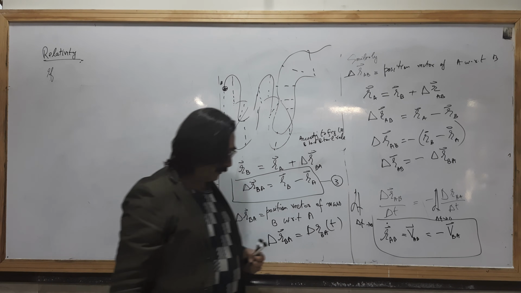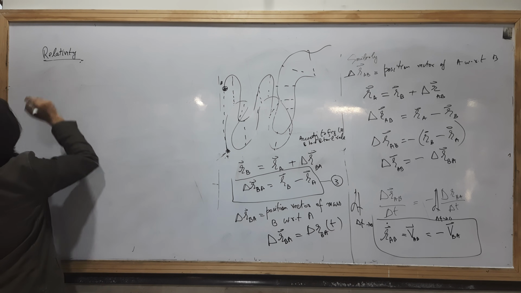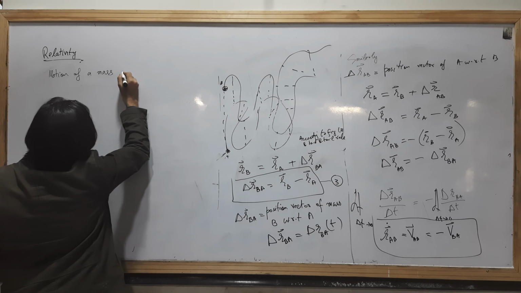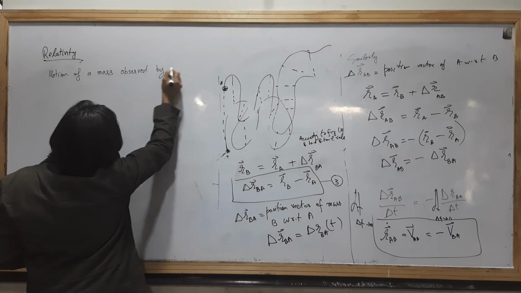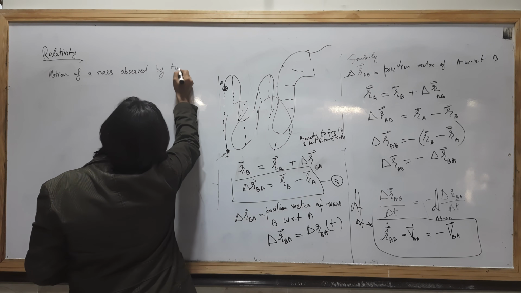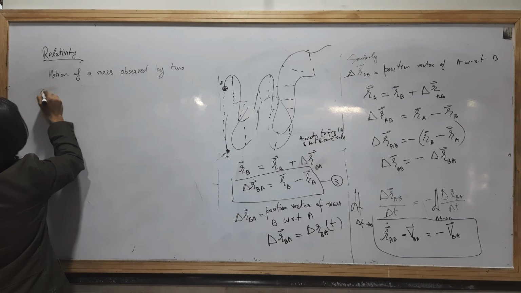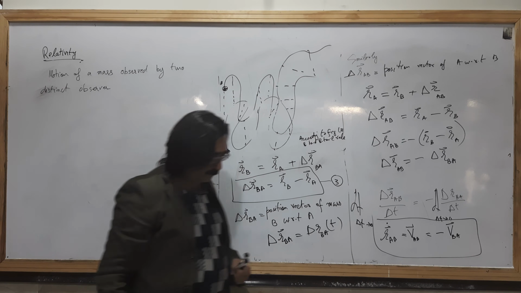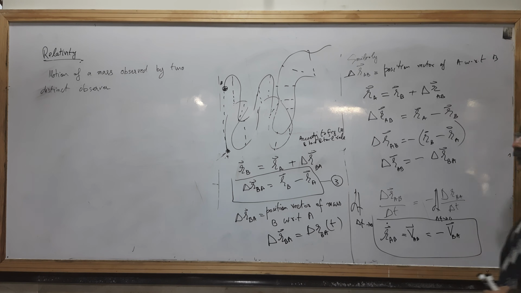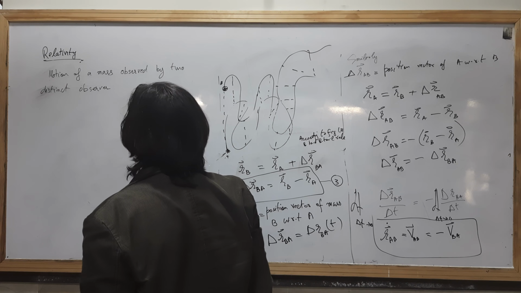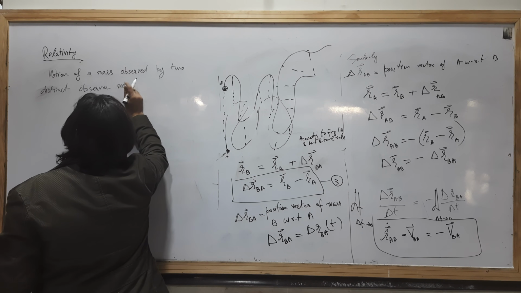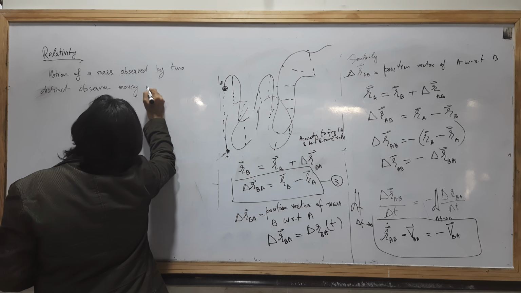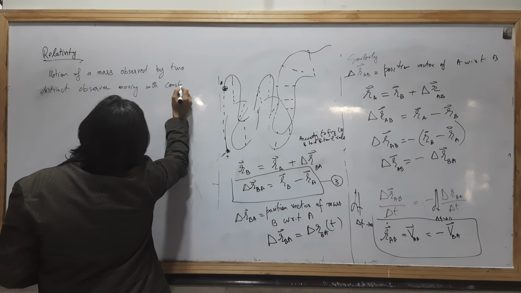If motion of a mass is observed by two distinct observers, distinct means different, moving with constant velocity relative to each other.